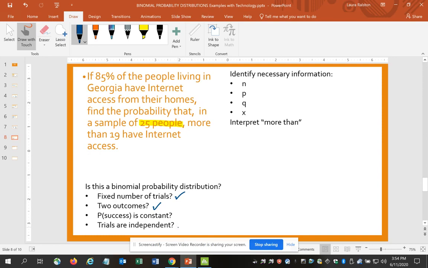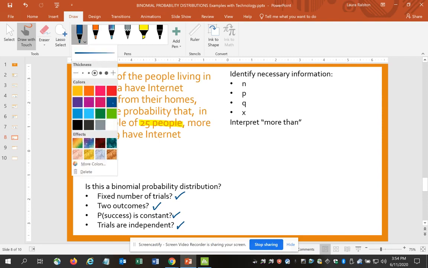The trials are independent because whether one home has access and another home doesn't shouldn't affect each other, and there's no indication that the probability of success is not constant. So identifying our information, we have that our sample size, the number in our sample, is 25. P, the probability of success, probability that they have the internet, is the 85%.